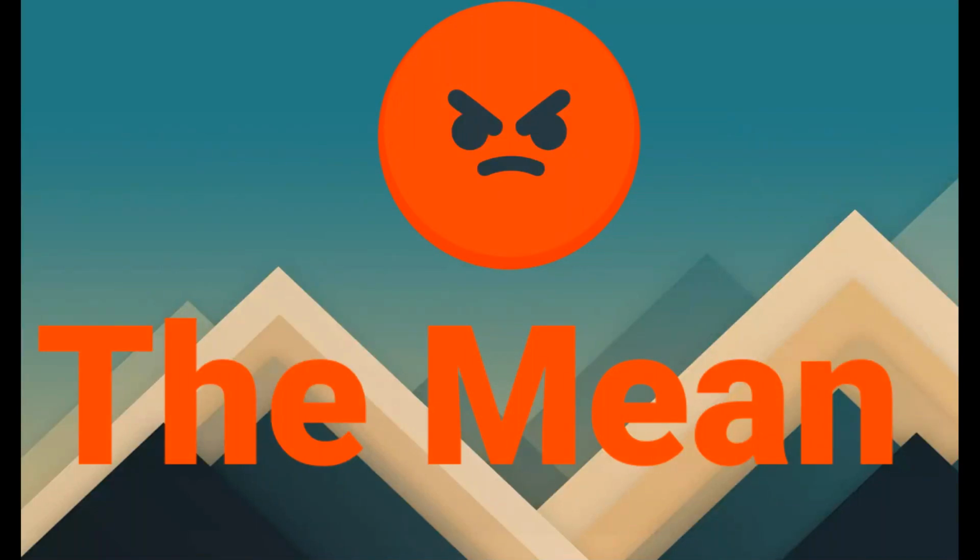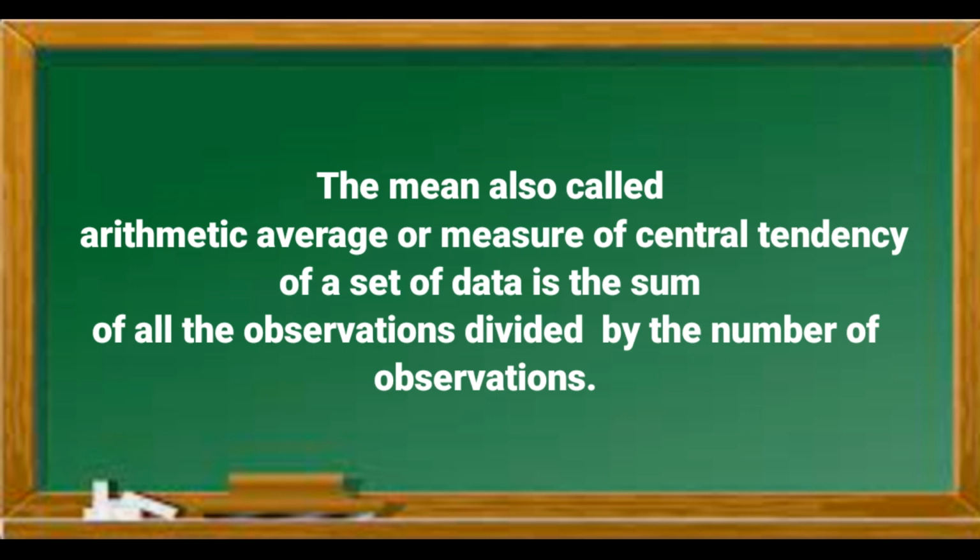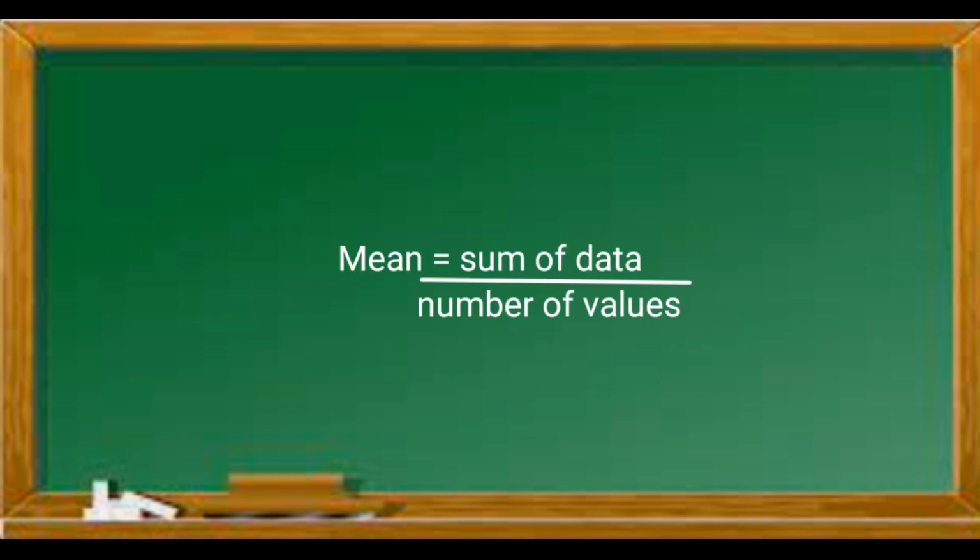Today we're going to discuss mean and do two examples. The mean, also called arithmetic average or the measure of central tendency of a set of data, is the sum of all the observations divided by the number of observations. We can write it using the formula sum of data divided by number of values.